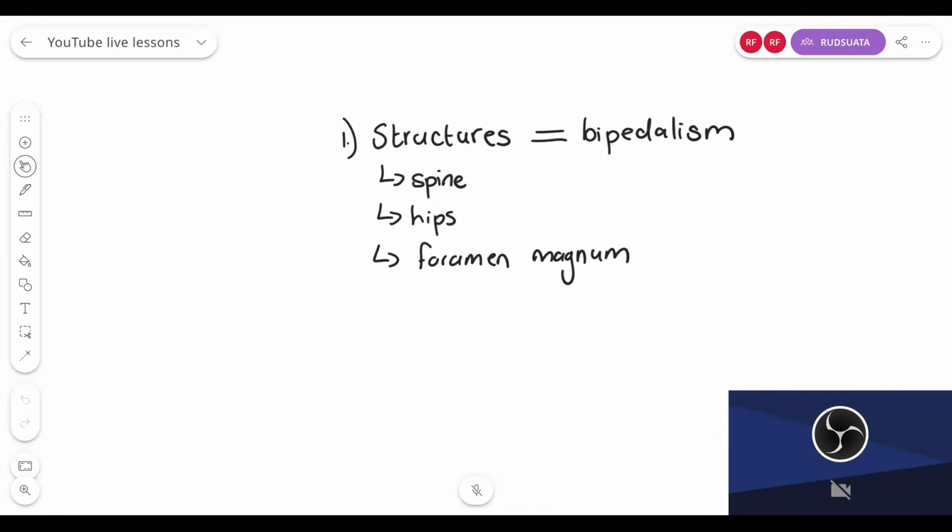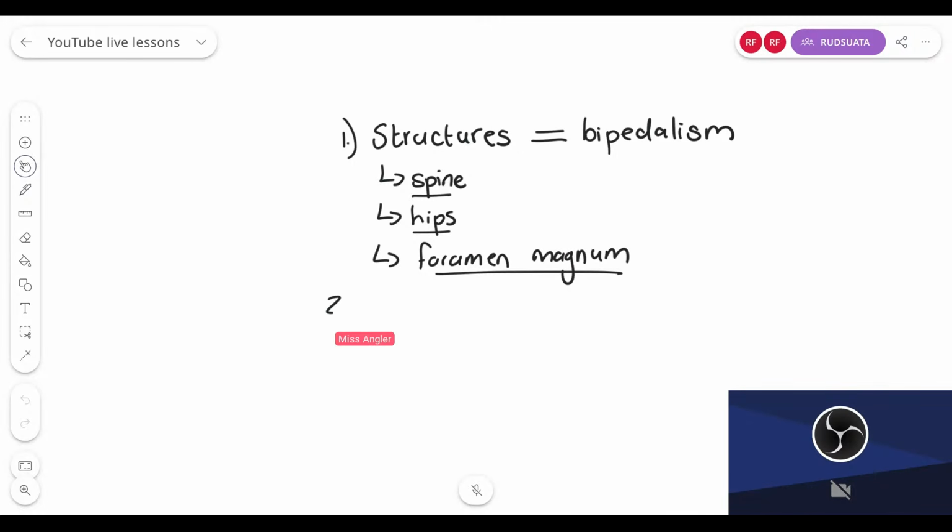You need to be able to tell me how each one of these things allows the organism to be bipedal. I also need you to know how to identify those things in a picture, right? You need to be able to look for the spine and tell me the shape. You need to be able to tell me about the hips. You need to tell me about the foramen magnum. Okay, that's important for human evolution.